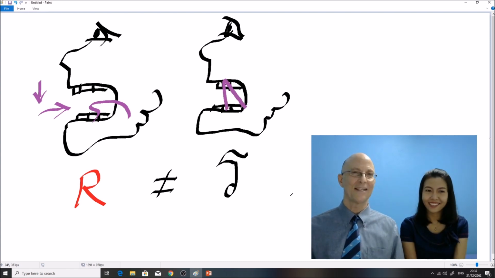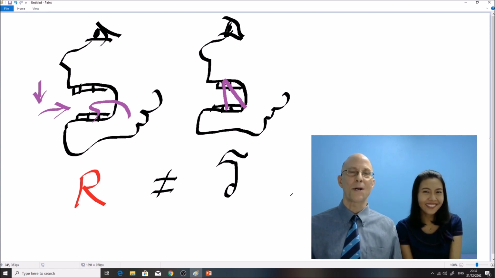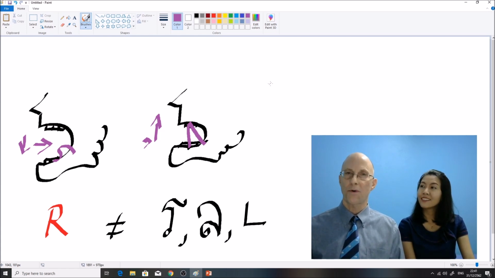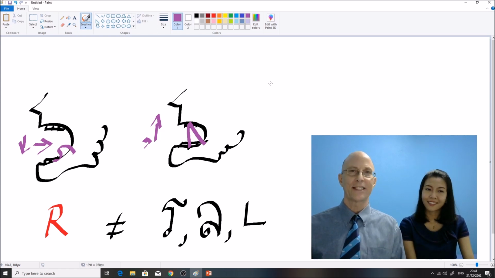If you can, let's try both. R. The R sound has a different tongue position than all three of rua, ling, and L. The R sound is different from rua. Rua is similar to ling, and ling is the same as the English L sound.